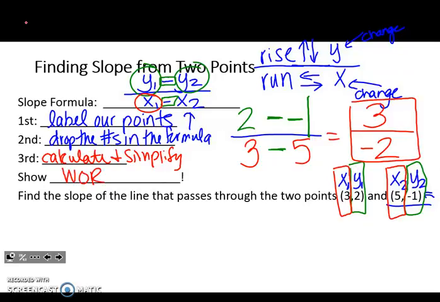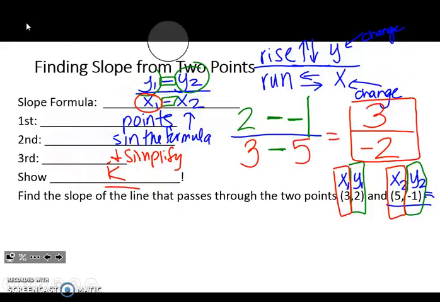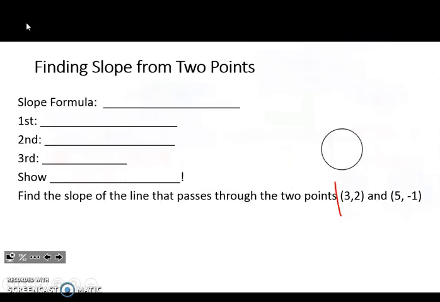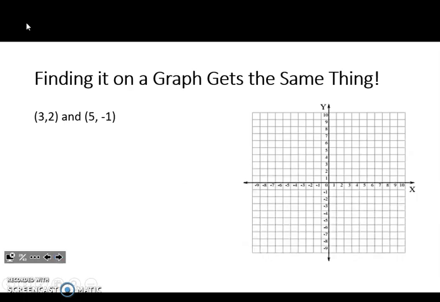You need to always make sure that you show all of your work. Show all of your work. Remember, if I'm going too fast, you can always pause the video and rewind it. So on this next slide, I'm going to show you that we get the same answer.